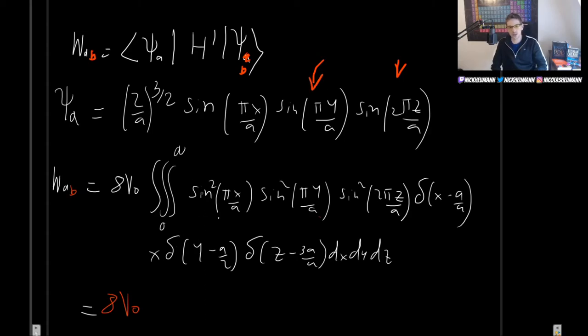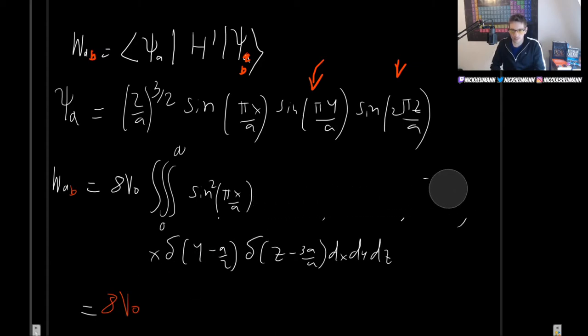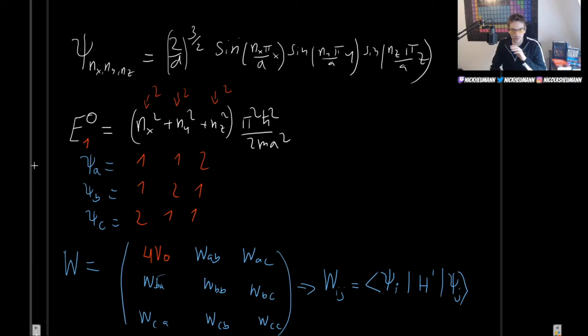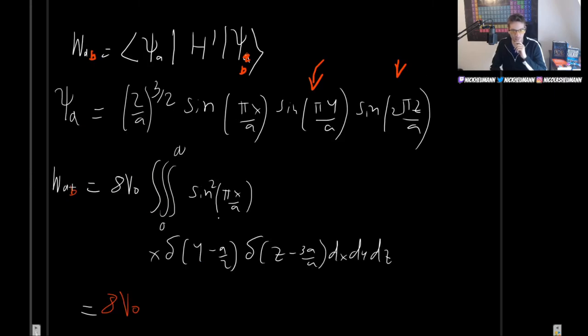So now when we write this integral down, there's going to be a few differences. So let's see. Actually, let me maybe just go ahead and rewrite all of that to make sure that I do not confuse you. Okay, so both of these states have sine of pi x over a. That's the same. How do we know it? Because both of them start with 1. Nx is 1 for both of them.